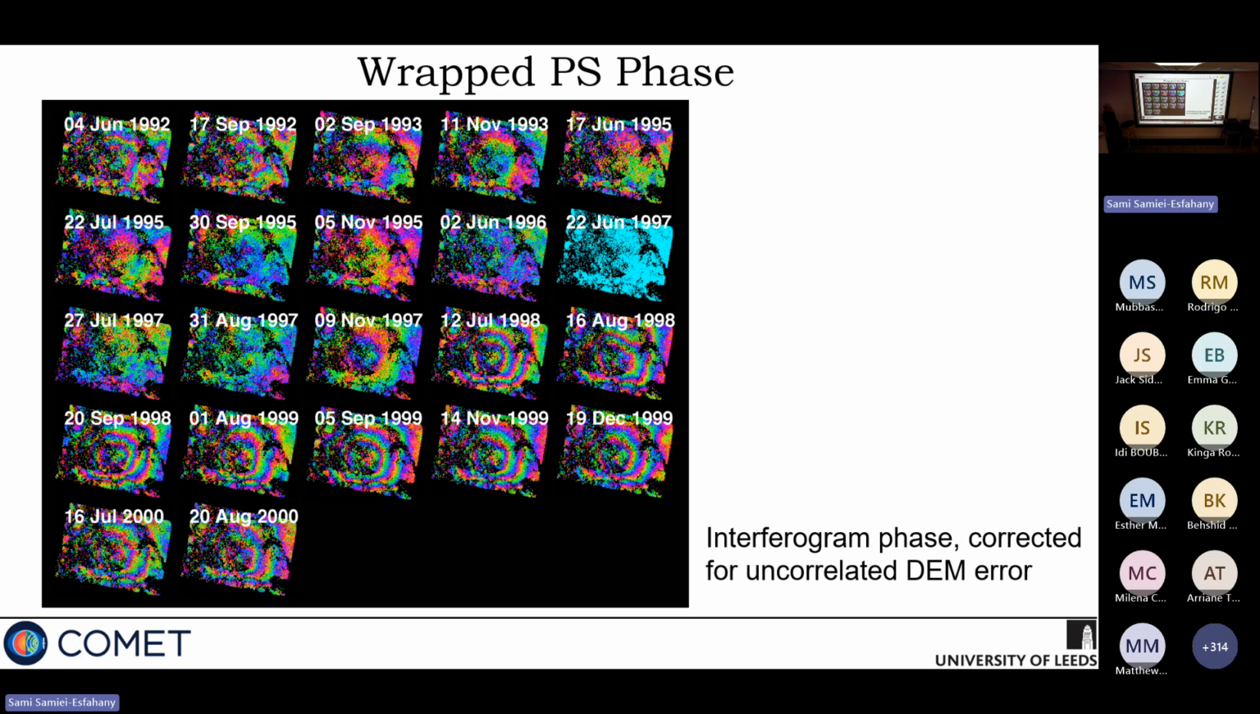So these are the results for that Long Valley example, actually. So these are all data. These are from InSAR. Sorry, from ERS, yeah, back in the 90s.